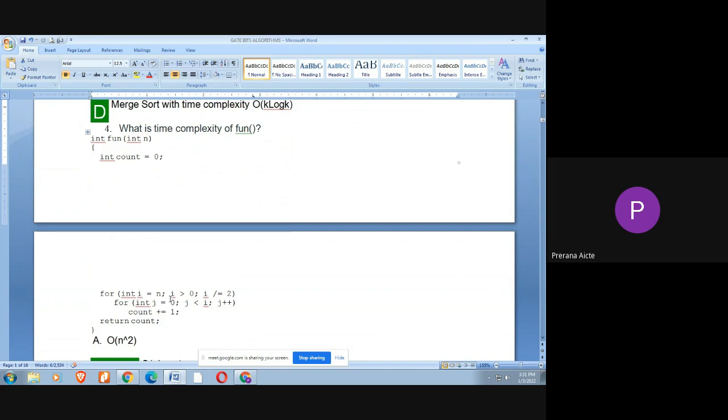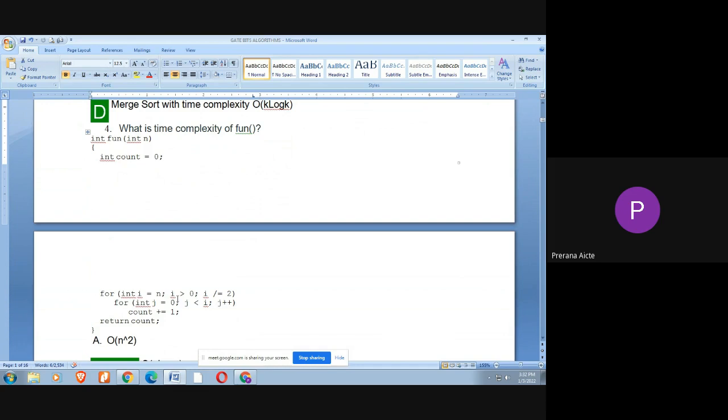So how are we going to calculate the time complexity for a particular code? We can perform this in two ways. By using the variable count, which is initially 0, and every time we execute a statement we increment that count variable. And depending on how many times that count variable gets incremented, we are going to calculate the time complexity.